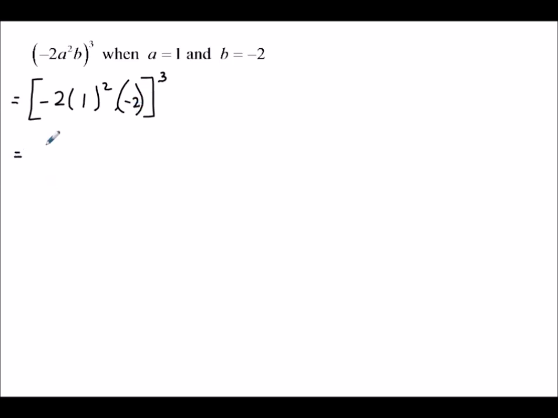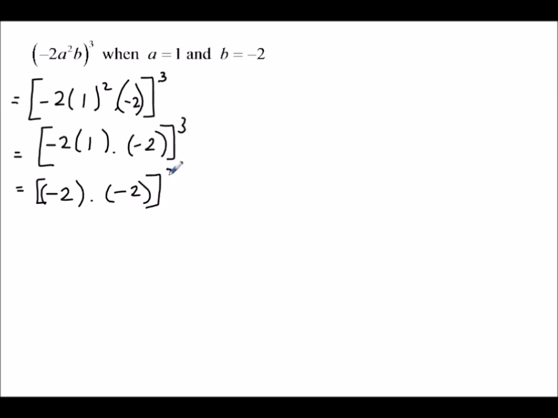Simplify from the inside out. So I have negative 2, 1 squared is 1 multiplied by negative 2. And the whole thing is cubed. Work from the inside out. A negative multiplied by a positive is negative. 2 multiplied by 1 is 2. And I'm going to multiply that by negative 2. And then when I've got the answer, I'm going to cube the answer.